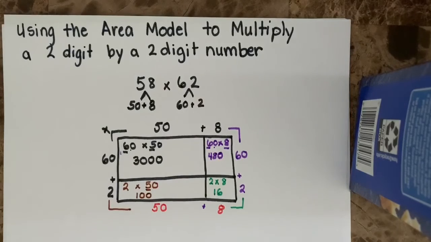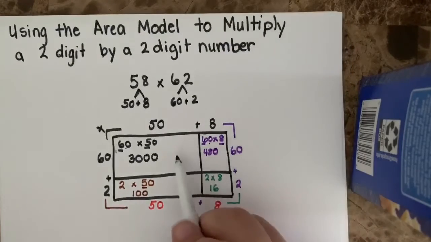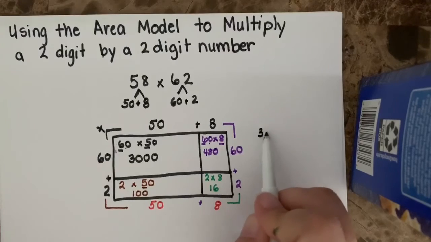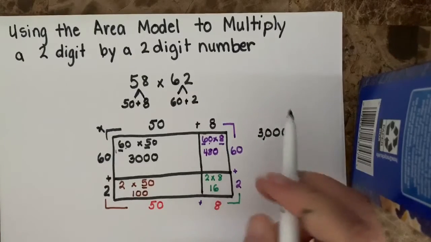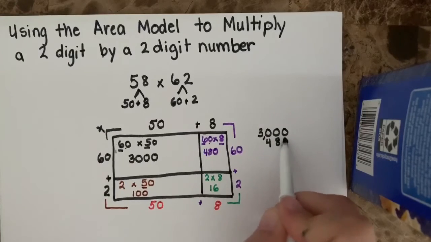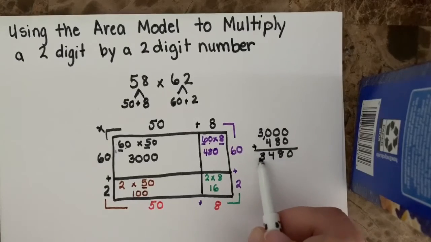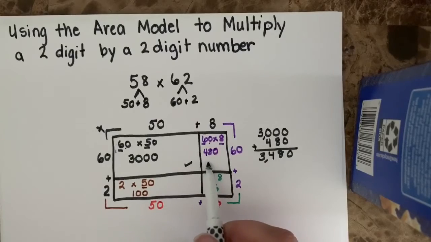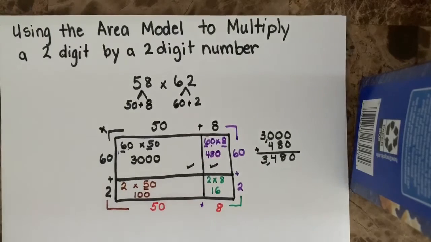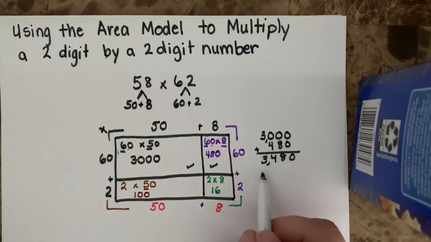So now I have to add together all of the parts to get my final answer. So I'm going to start with my first 2 boxes. So 3,000 plus 480. So I have 0 and 0, and 8 tens is 8 tens, 0 and 4 hundreds is 400, and 3,000 plus 0 is 3,000. So I'm going to check off that I added those 2 parts together, and now I'm going to add in this part right here.